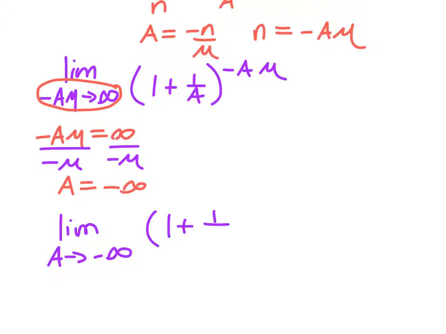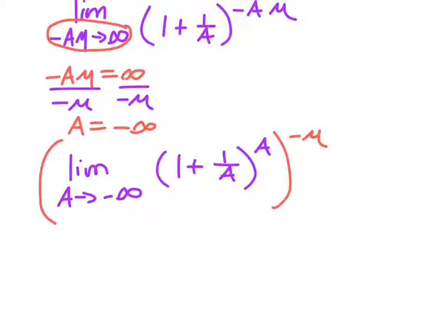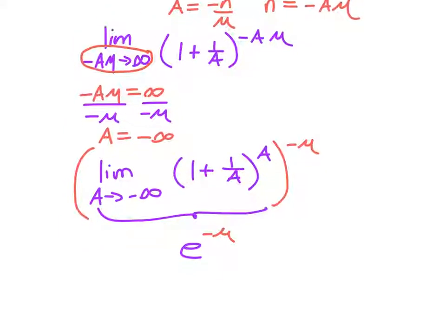We have the 1 plus 1 over a. I'm going to write it to the a power, and then raise that whole thing to the negative mu power. The rationale being that what's contained within the limit should give me what? Limit as a approaches negative infinity of 1 plus 1 over a to the a power. What should that give us? E. So we have e to the negative mu, which is ultimately what we were looking for.